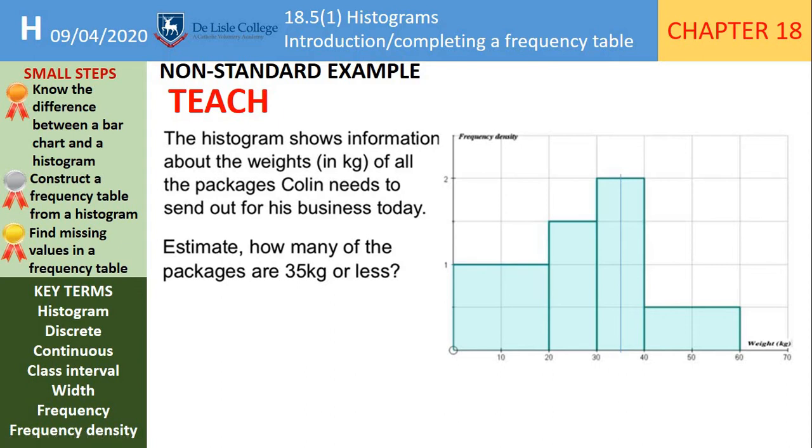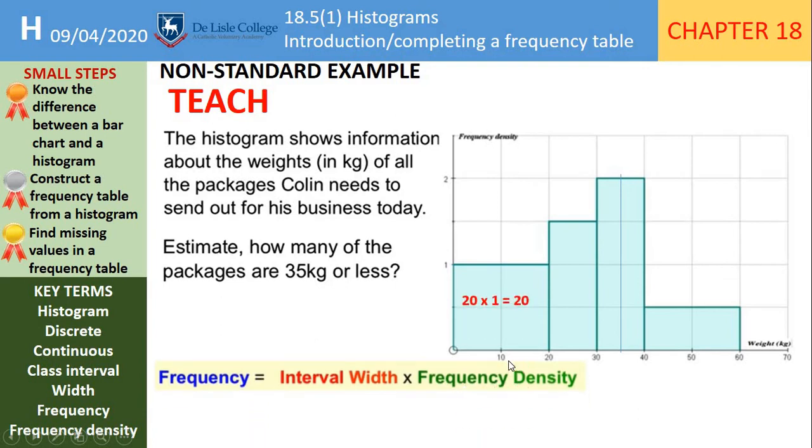So we need to work out the areas of the bars, the first two, and then half of this one here. So for the first bar, we would work out 20 multiplied by 1 to give 20. For the second bar, 10 multiplied by 1.5 to give 15, and for half of this bar here that would take us up 5 for the interval width or the class width multiplied by 2 to give us 10. So how many packages are 35 kilograms or less? Adding all three answers together gives us 45.